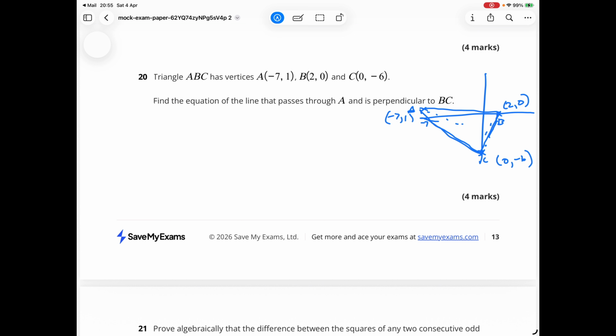So I'm finding that one there. It's going to be negative, isn't it? So BC: let's find the gradient, which equals minus 6 minus 0 over 0 minus 2, which is minus 6 over minus 2, which equals 3. Let's also find the midpoint of BC.